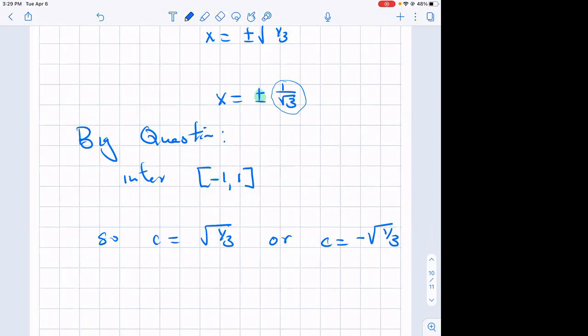So realistically, we have to know the mean value theorem before we can use the intermediate value theorem. Or we have to know Rolle's theorem before we can even apply the mean value theorem. Okay. So these are just two theorems that sort of justify things. Okay.